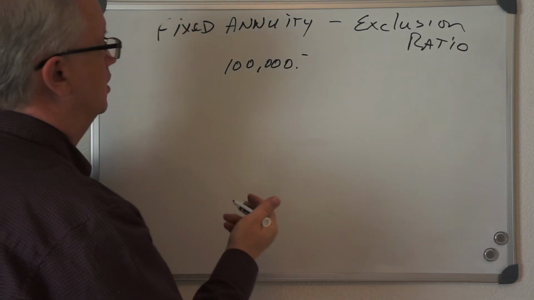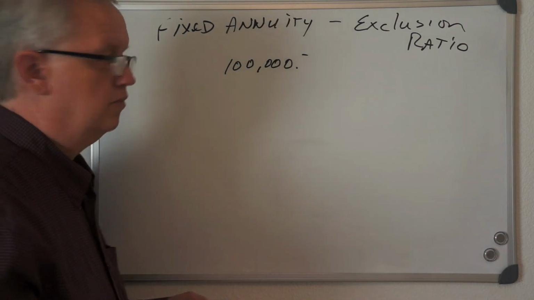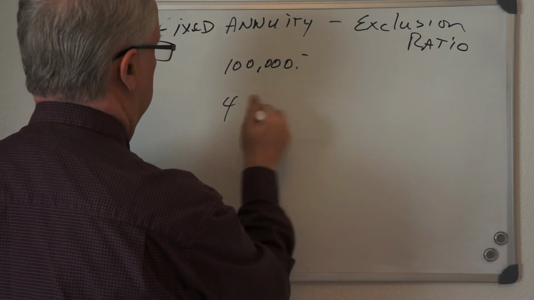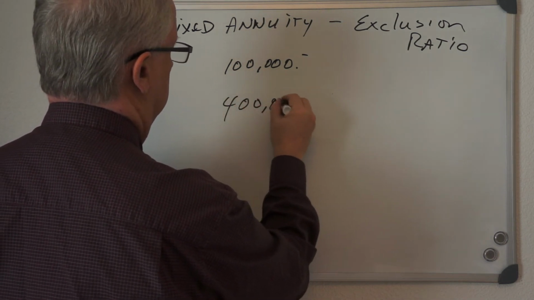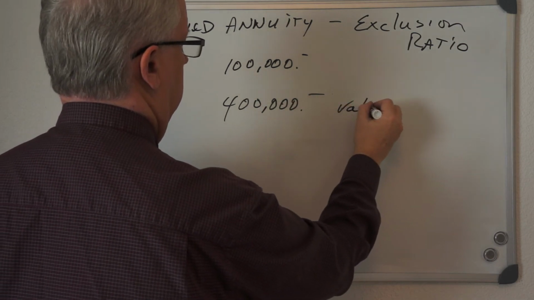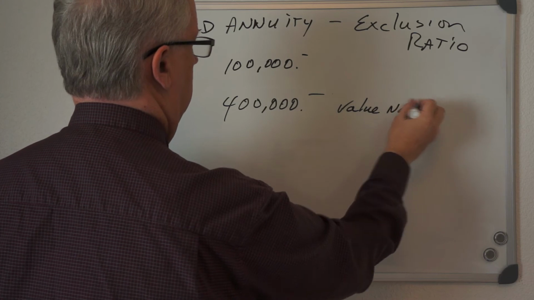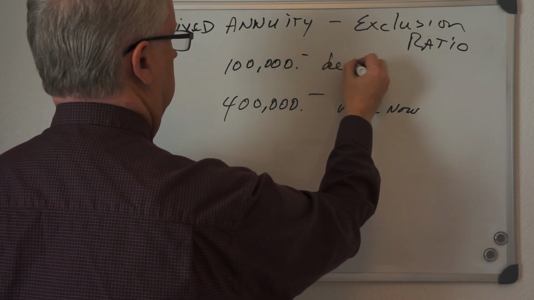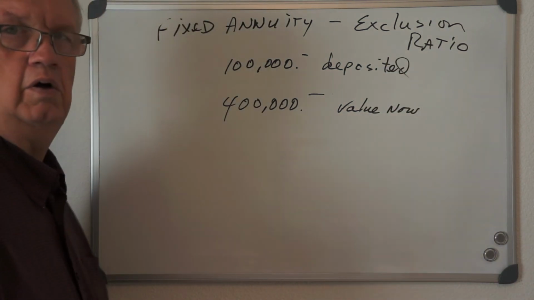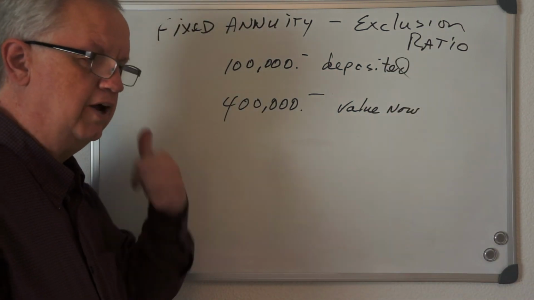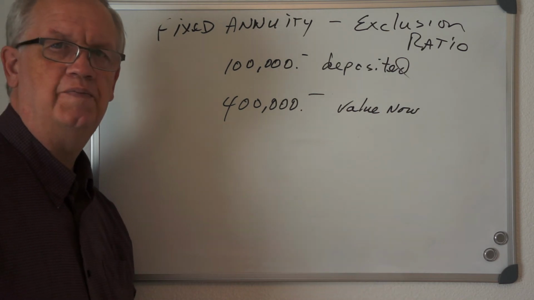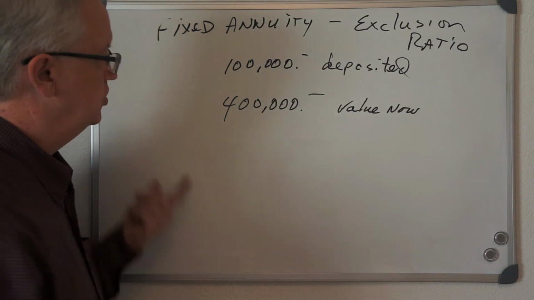Now, let's say it grew to $400,000. That's the value now, and $100,000 deposited. You call me up and you say, hey Greg, I want $50,000 out of my annuity. I want to buy a boat. Okay, so I say, no problem.